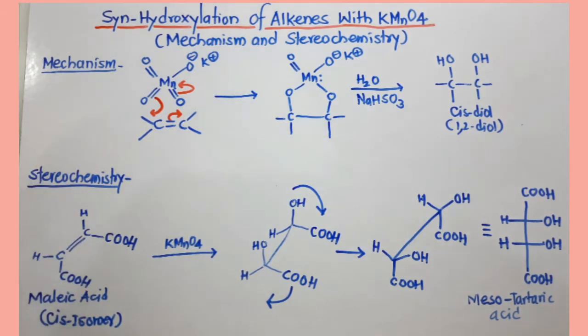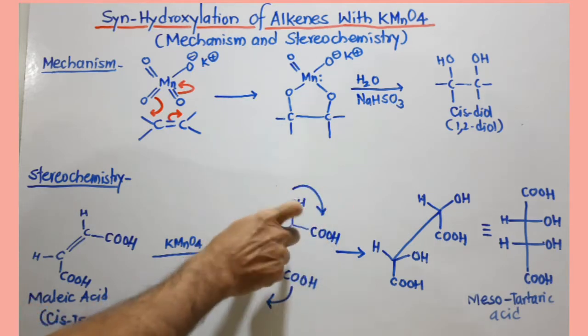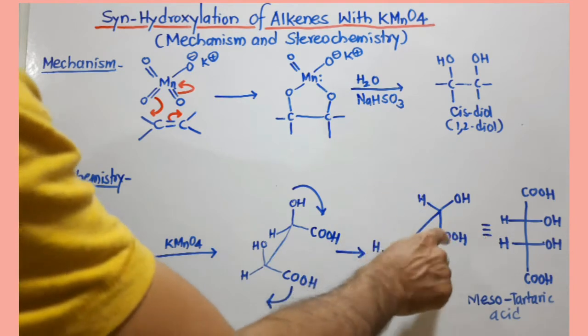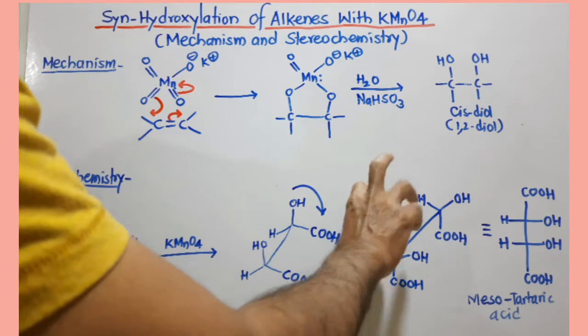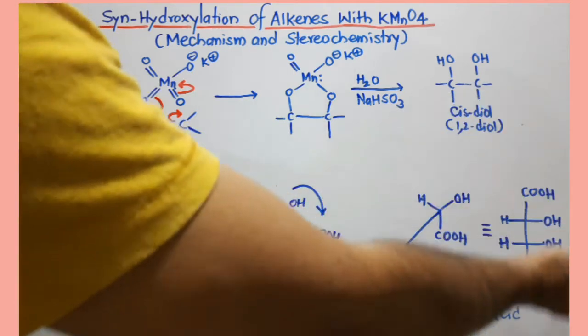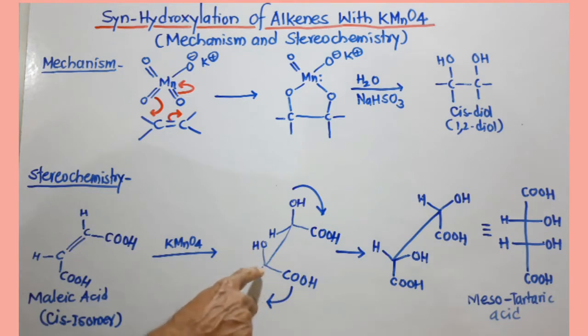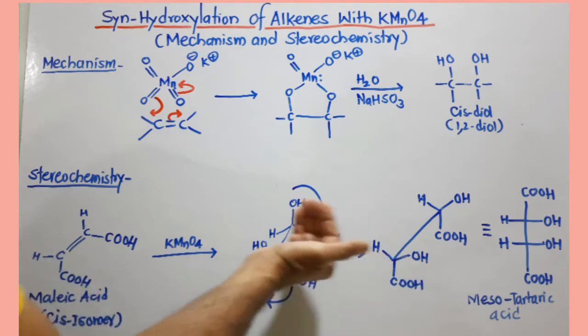Now when I rotate this carbon in this direction to bring COOH down, we get this conformation. COOH is down, this COOH is down. And if I rotate this carbon in this direction, OH will go that side and H will come here. Similarly, at this carbon, this OH will go here and H will come here.